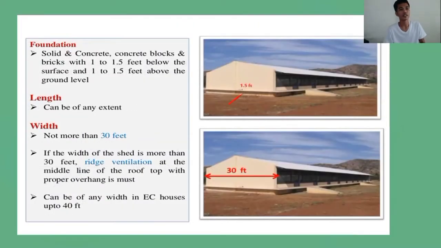Foundation: solid and concrete. Concrete blocks and bricks, 1 to 1.5 feet below the surface and 1 to 1.5 feet above the ground level. Length can be of any extent. Width should be not more than 30 feet. If the width of the shed is more than 30 feet, ridge ventilation at the middle line of the rooftop with proper overhang is a must. Can be of any width in EC houses, or environmental control houses, up to 40 feet.